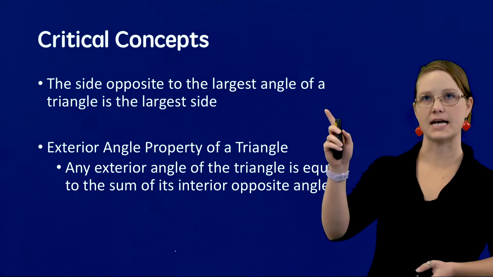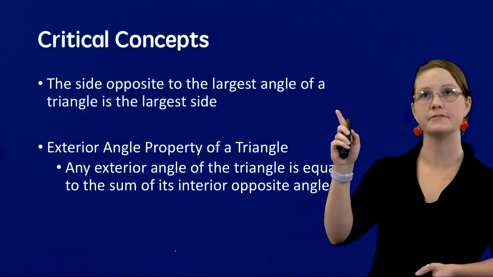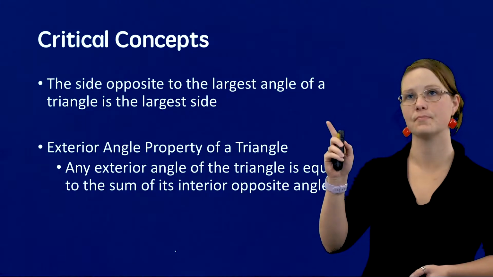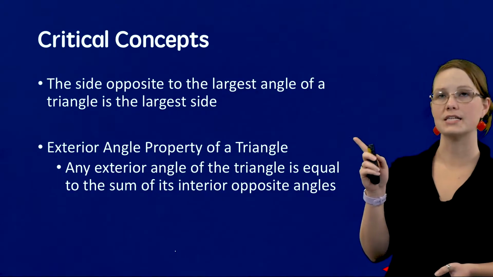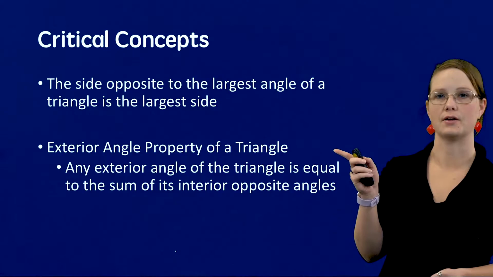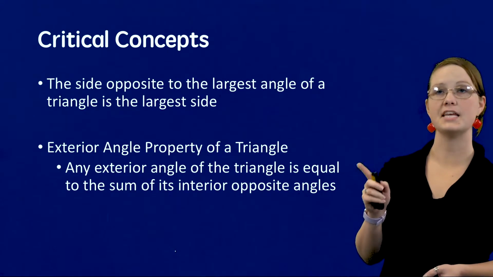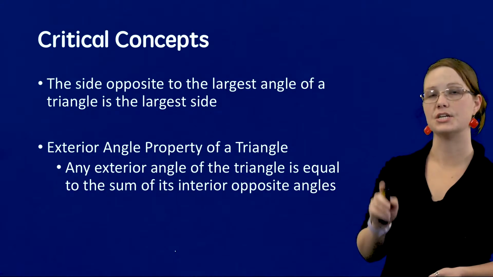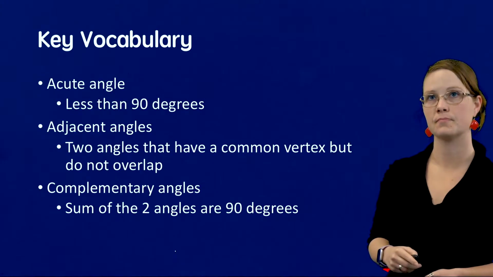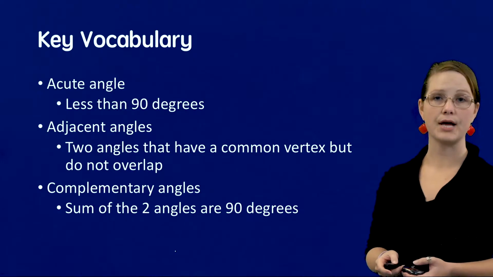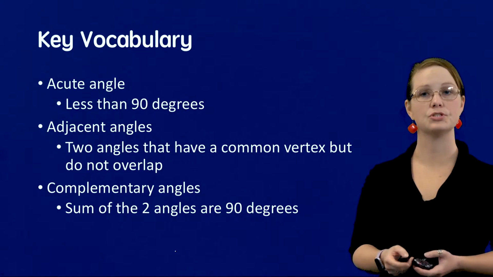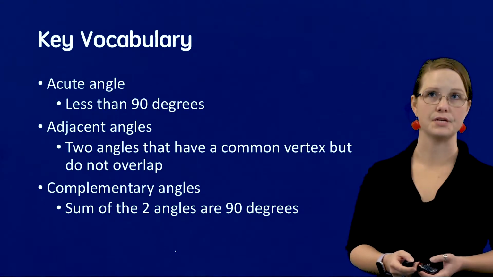We also know that the side opposite to the largest angle of a triangle is the largest side. And we know what's called the exterior angle property of a triangle. And this just means that any exterior angle of the triangle is equal to the sum of its interior opposite angles. Let's talk about some key vocabulary terms that are necessary for students to know and to be comfortable using.